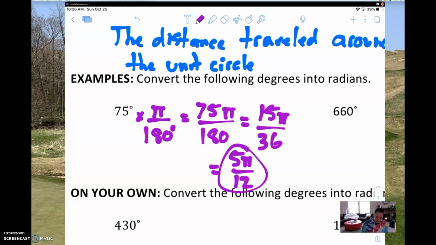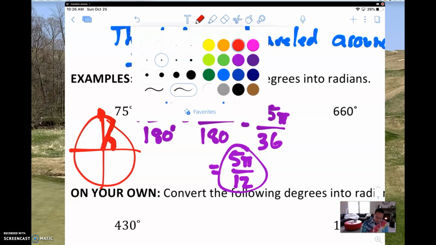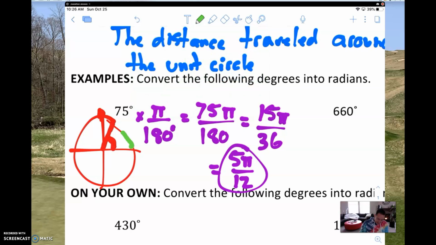If you want to see where it would be on a unit circle, 90 degrees is all the way up here. 75 degrees would be about there. So that angle measurement, we kind of understand it as 75 degrees, but in radian measure, what we just found was this length right here on a unit circle would be 5 pi over 12.